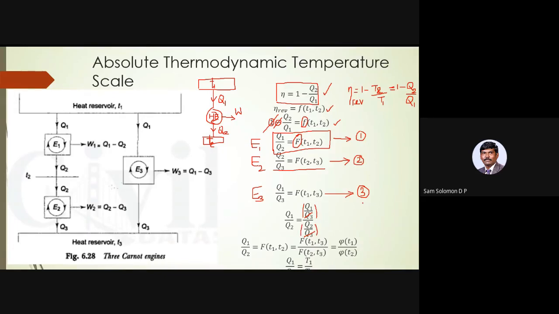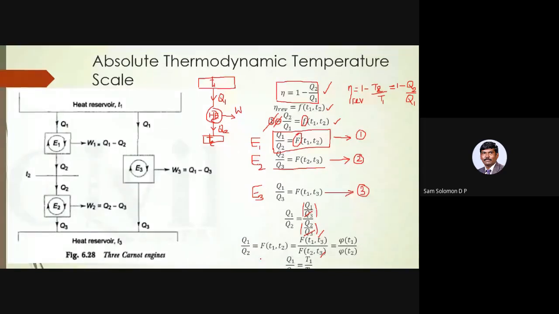Q1 by Q3 is seen in equation number 3, which is a function of temperature T1 and T3. And Q2 by Q3 is a function of T2 and T3. Okay. So if I write something like this, what I know is already Q1 by Q2 is a function of T1 and T2. Okay. Q1 by Q2 is already a function of T1 and T2.